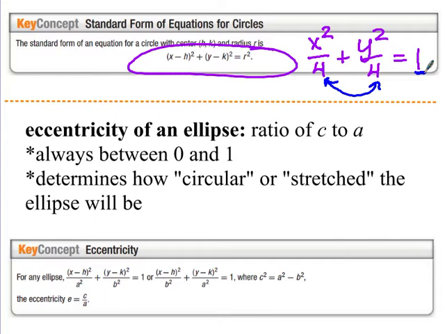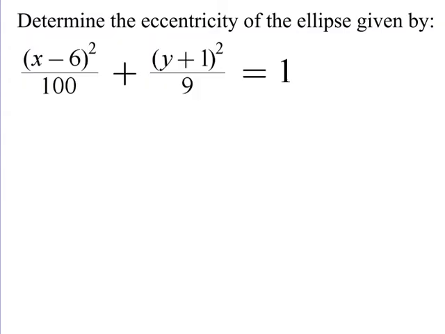All right, eccentricity of an ellipse. This is used a lot in space. The eccentricity of an ellipse is the ratio of C to A. C, if you remember, was your foci. A is your vertices. Your eccentricity is always between 0 and 1, and it determines how circular or stretched the ellipse will be. So pretty much what I stated up here is down here in the table. That's not necessary for you to write down. But let's go ahead and look at this one.